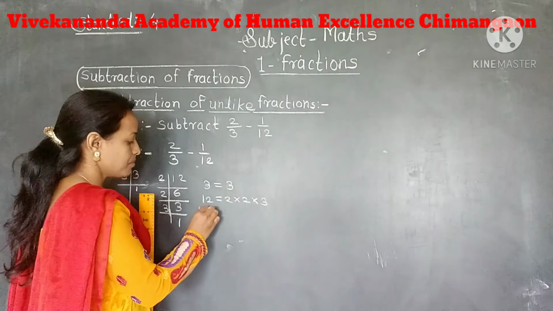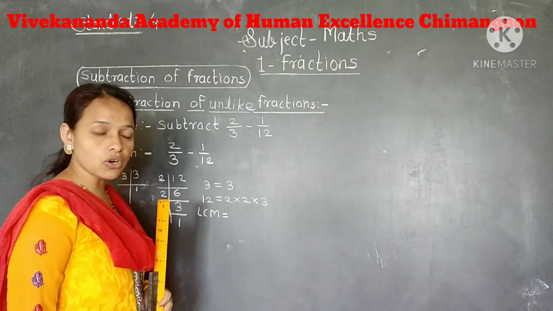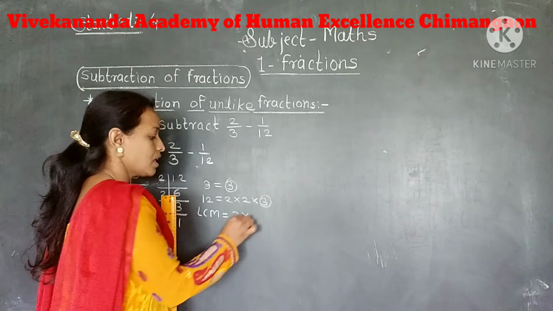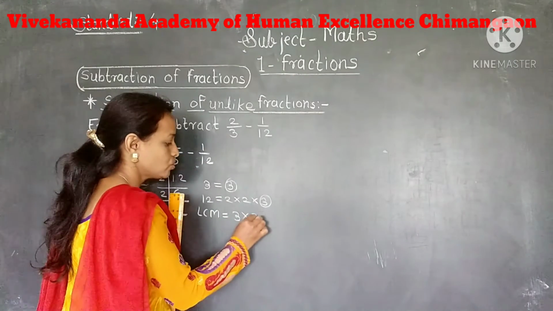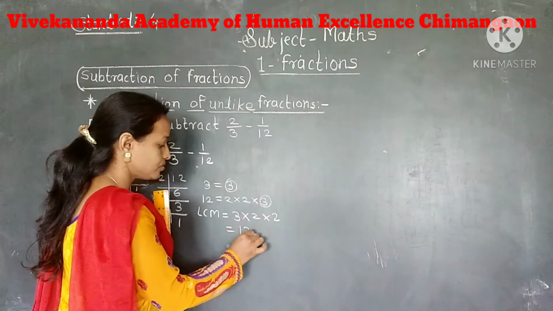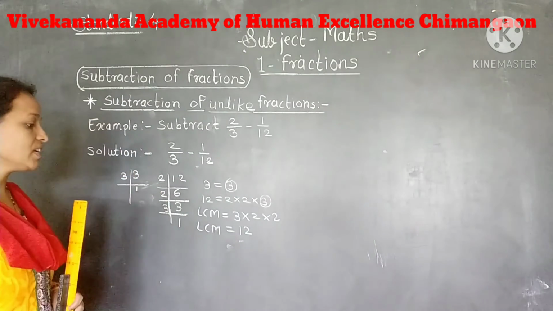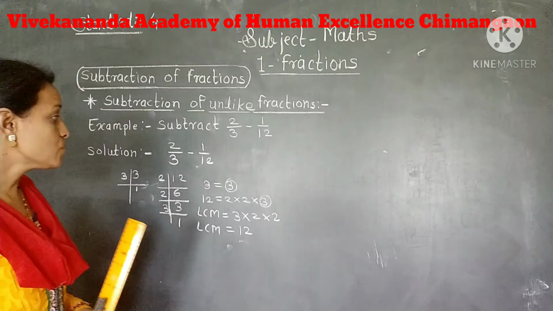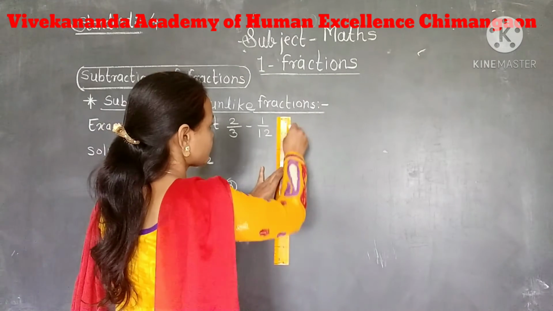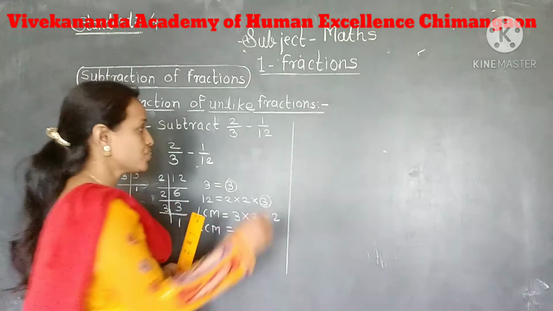Now LCM. For LCM we have to multiply the common and uncommon factors. Here the common factor is 3, and the uncommon factor is 2 into 2. 3 2s are 6, 6 2s are 12. So here we get the LCM of 3 and 12 is 12. Okay. So now we convert the denominator to 12. So here, the first fraction is 2 upon 3.